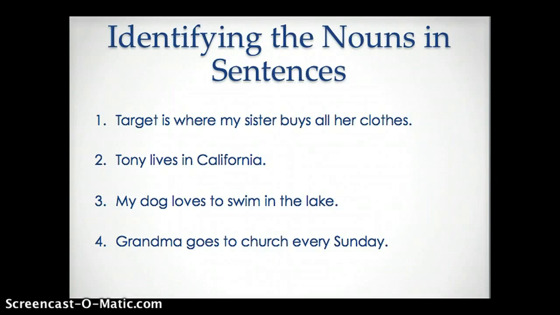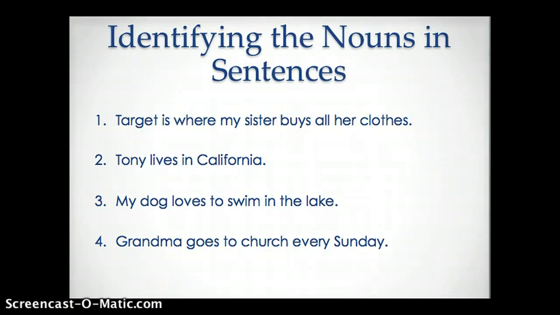Let's go through this last one together. As a class, what do you think the nouns are in this sentence? Grandma goes to church every Sunday. Students will say grandma and church. Great job. Grandma is a person and church is a place. Great job, boys and girls. You guys seem to have a good understanding on what nouns are.